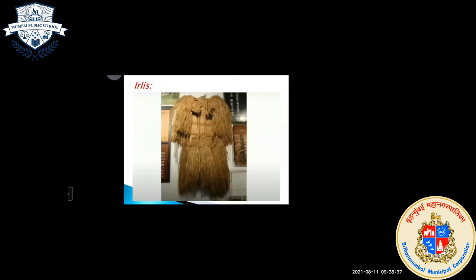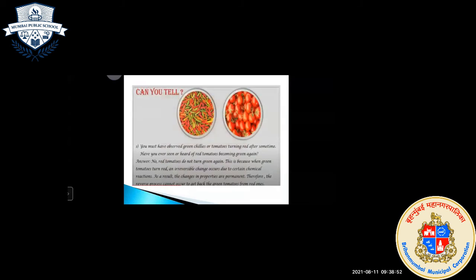Now see here, in earlier days, very long ago, people were not having raincoats made of plastic, so they were using leaves. They were also using cotton umbrellas. Now we are using plastic umbrellas, that are waterproof.